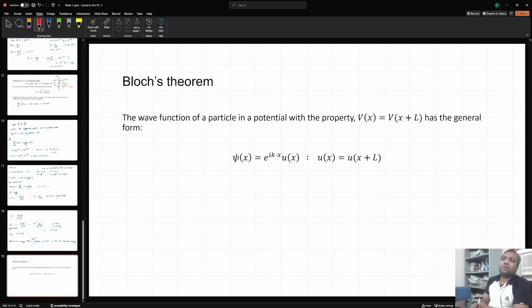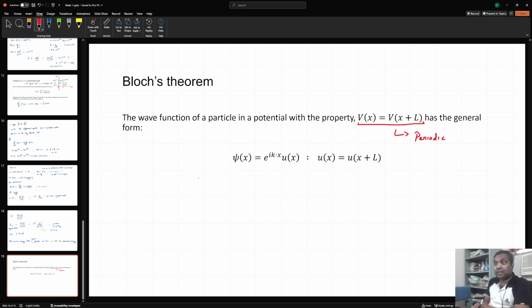Now, Bloch's theorem applies to a special kind of potential. Potentials of this form: V of x is equal to V of x plus L. What are these potentials called? These potentials are called periodic potentials. And Bloch's theorem tells me that if a potential is periodic, then the wave function has this form: psi of x can be written as e to the power ikx times u of x, where u of x is equal to u of x plus L.